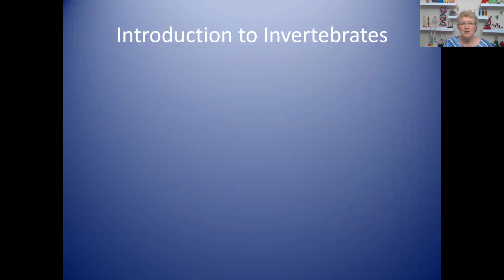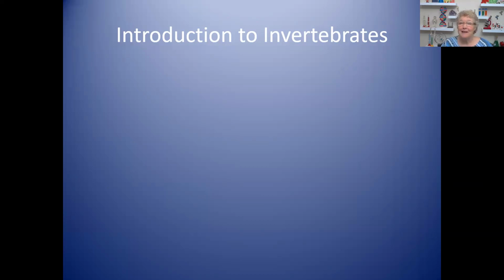All right, back to invertebrates. Now that we've got the basics down and we're ready to start on animals, we're going to start with invertebrates. So what do we mean by invertebrates? What does that word mean? Madison. No backbone. Yeah, no backbone.